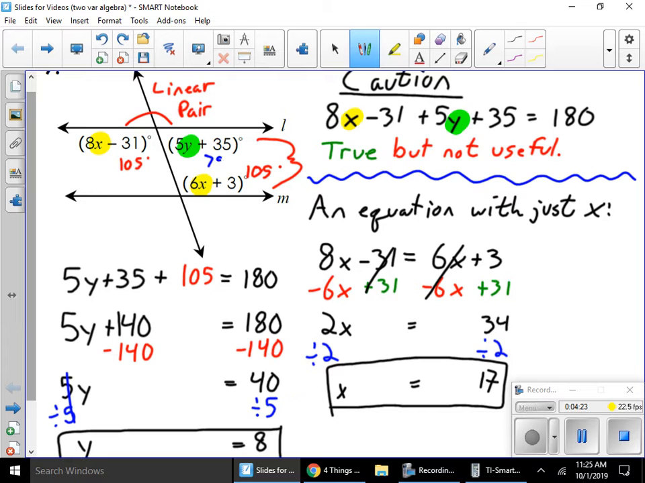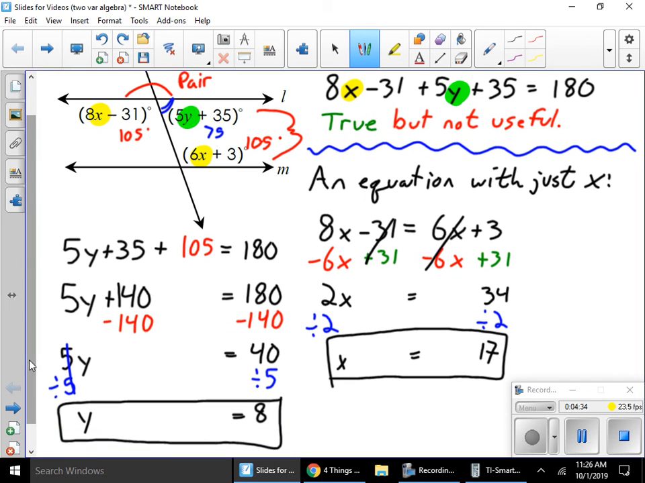So we do want to make sure 75 and 105 add to 180, get you that supplementary relationship, and they do. So I encourage you to double check your work, make sure you've got it all correct. In this case, we are ready to rock and roll. Let's do another one.